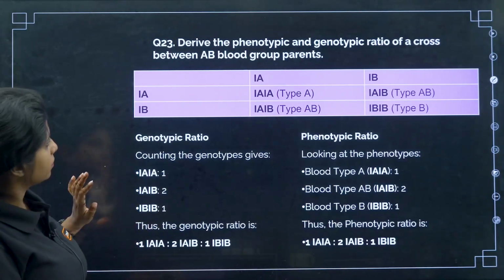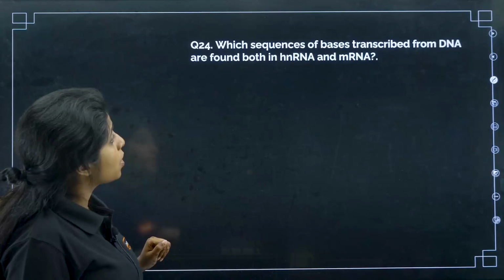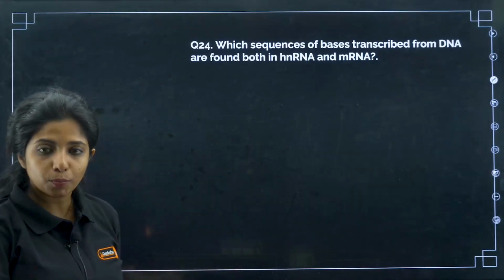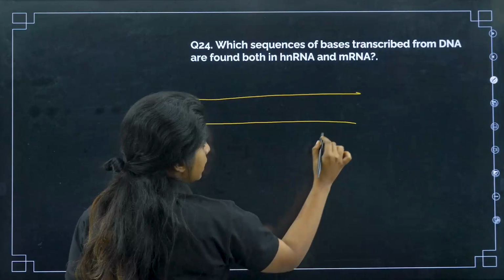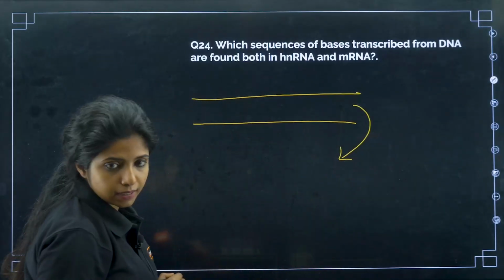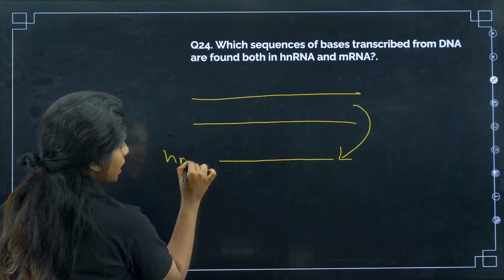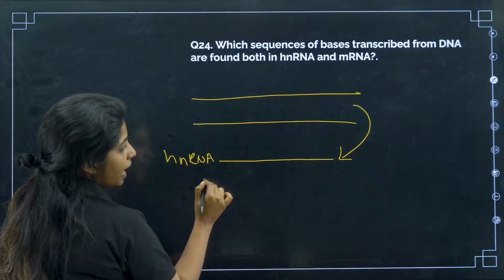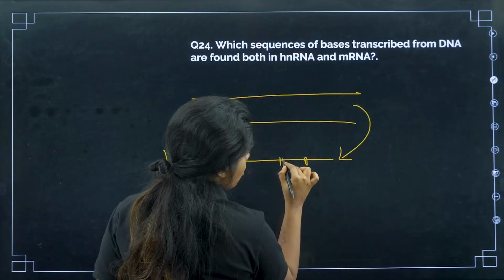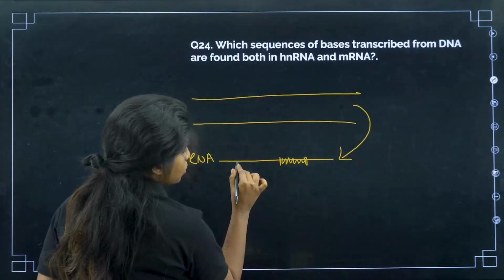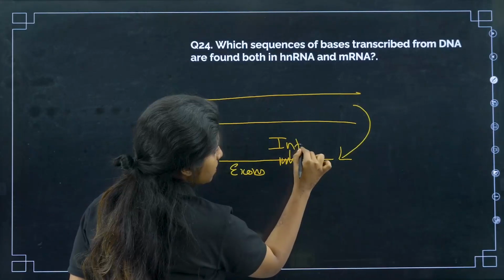Okay. Next question. Which sequence of bases transcribed from DNA are found both in hnRNA and mRNA? So basically, whenever a DNA is there, the transcription process happens in DNA. That's when you get an RNA, but this type of RNA is known as hnRNA, which will be having both the coding sequences as well as the non-coding sequences. What do you call the coding sequence? You call them exons, and the non-coding you call introns.